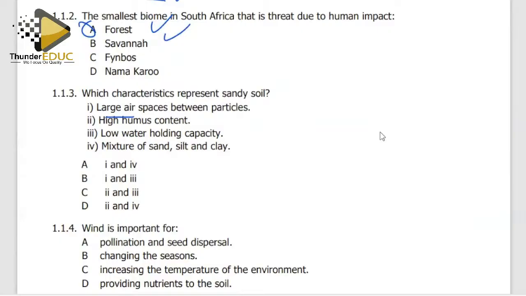Which characteristics represent sandy soil? Large air spaces, okay, yep. High humus, really? Low water holding capacity, looks right. Mixture of sand, silt and clay, yet they're saying sandy soil. So the answer looks to be 1 and 3. Yes, this and this. So B becomes the most correct answer.